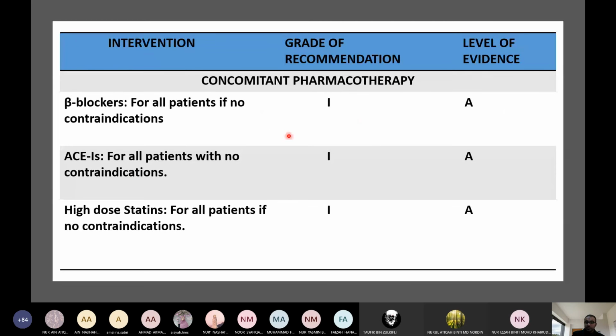For this concomitant therapy, brother and sister, is it for both or for which patient category? This is long-term management. This is general for all. You can see the higher level and grade of evidence. Beta blocker to be initiated, ACE inhibitor to be initiated, and high-dose statin to be initiated, and this is very important.